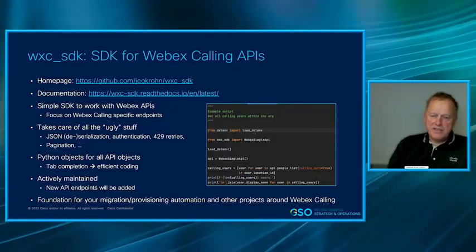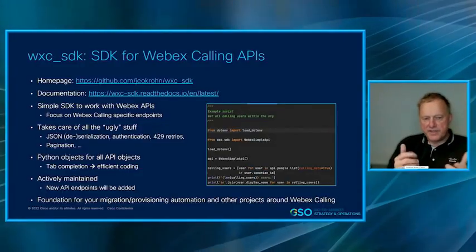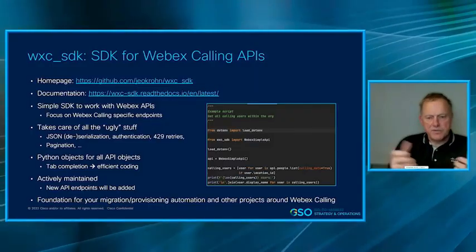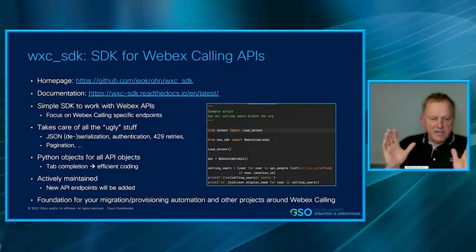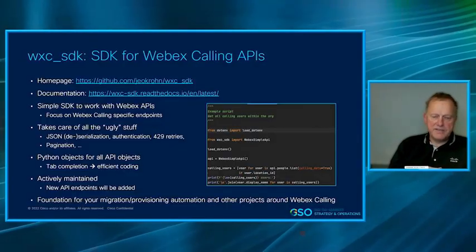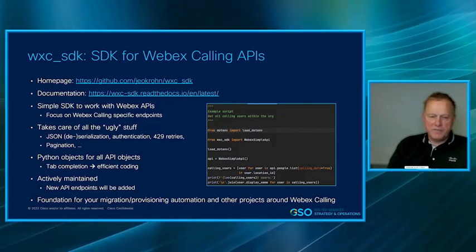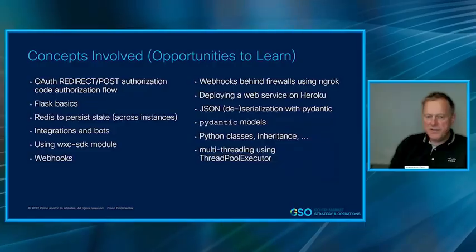Documentation is available. It takes care of all the ugly stuff: the JSON serialization and deserialization into Python data types. It takes care of the authentication and the 429 retries. All of that is in there. Take a look, provide feedback. I would really love you to try this SDK and start working with it.